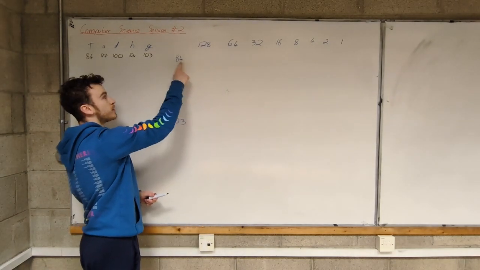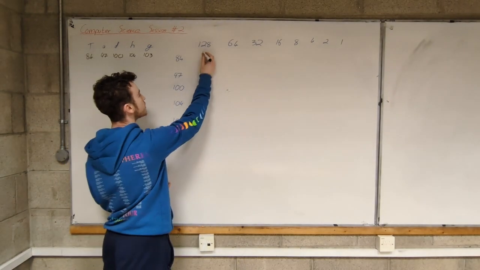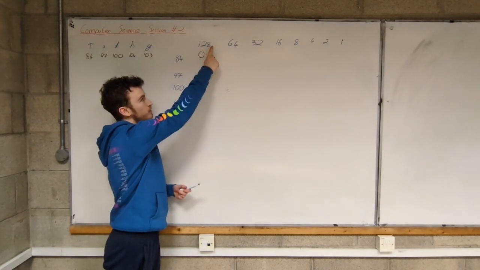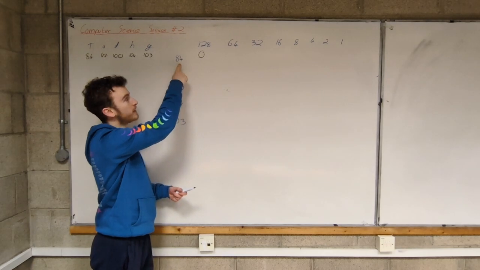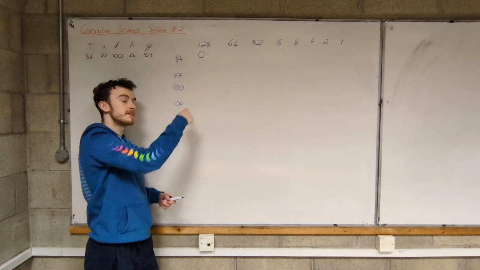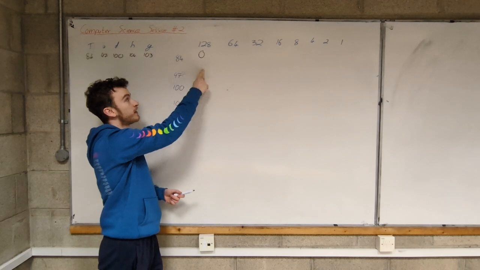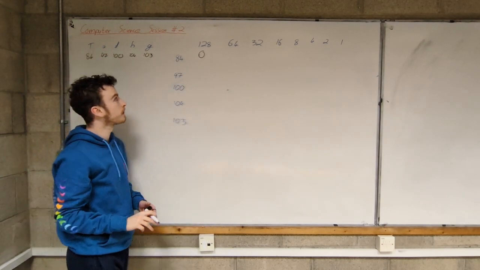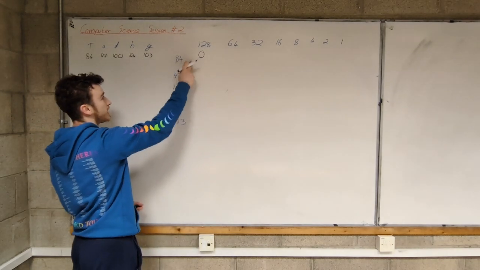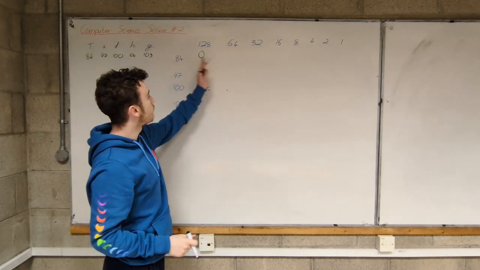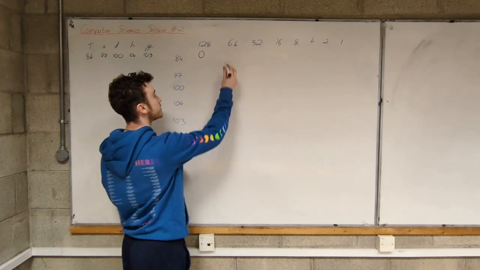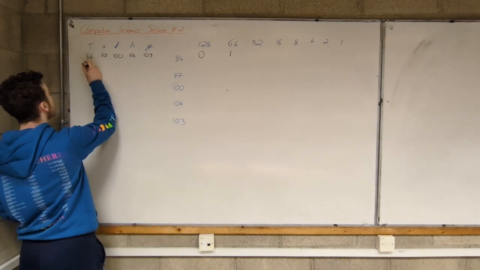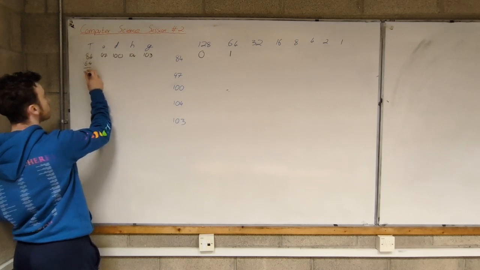Does 128 go into 84? No, it does not. Key thing to remember now is you're dividing these numbers into these numbers, not these numbers into this number. That's the most common mistake. Because if you were doing it this way, you would get an answer of 1 and your binary number would be very wrong. So 128 does not go into 84. Does 64 go into 84? Yes, it does. So we put down a 1. Then 84 minus 64 is going to be 20.